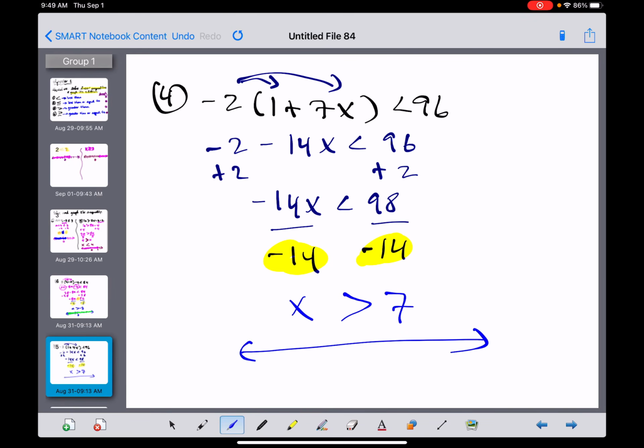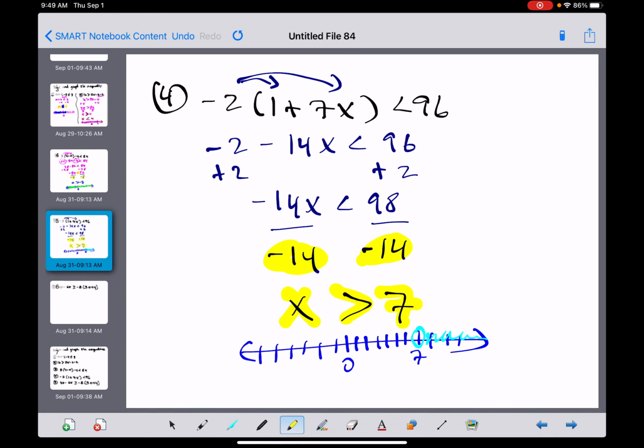So my graph looks like this. 1, 2, 3, 4, 5, 6, 7. So at 7, it's going to be an open dot, and it goes towards the right. Right? Because all the answers greater than 7 are towards the right. Okay, last problem.